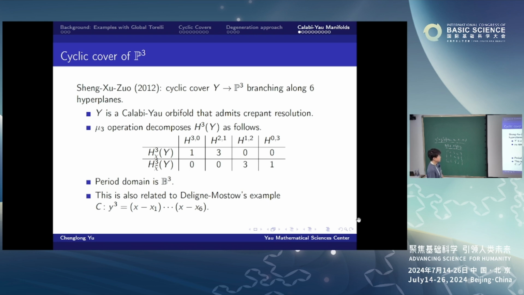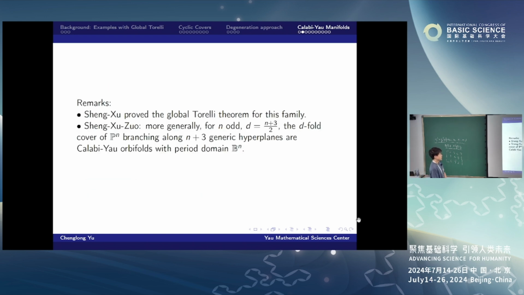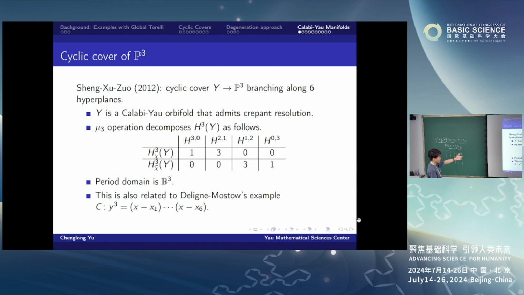And the mu3 action decomposes the Hodge structure of H3 of Y as follows. This is also true for the Crepant resolution. And this is 1, 3, 3, 1. And the corresponding period domain of this Y is a 3-dimensional ball. This 3-dimensional ball is related to Deligne-Mostow, the example of 6 points. So you have the corresponding period map. In other words, you also have an interpretation of this 3-dimensional ball quotient in terms of moduli of Calabi-Yau threefolds.